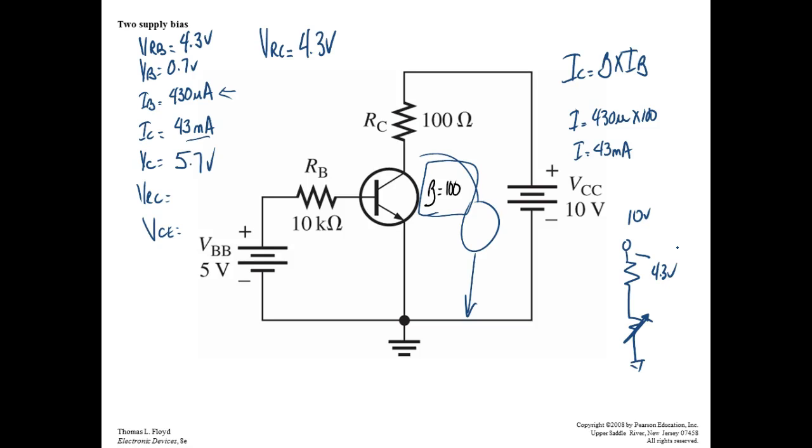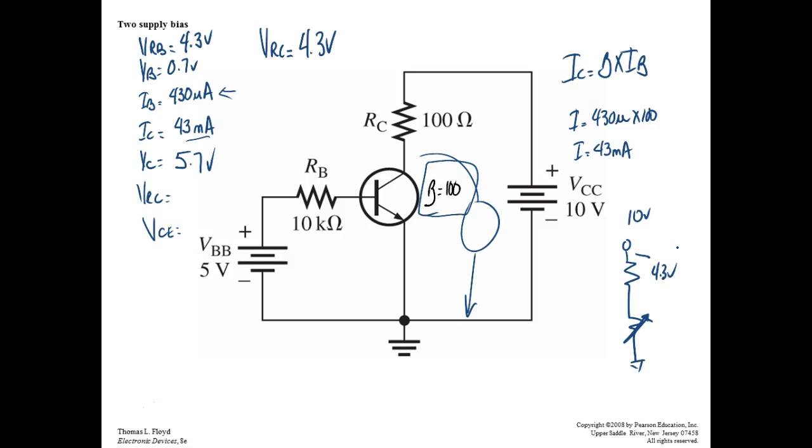All we knew was we could calculate collector current, right? Collector current gave me the voltage drop across that resistor. If I know the voltage drop across that resistor, Kirchhoff's voltage law says the sums of the voltage drops in a series loop, and here's the series loop right here, have to equal the applied voltage. So if this guy right here is dropping 4.3, then the transistor itself has got to be dropping what? 5.7.